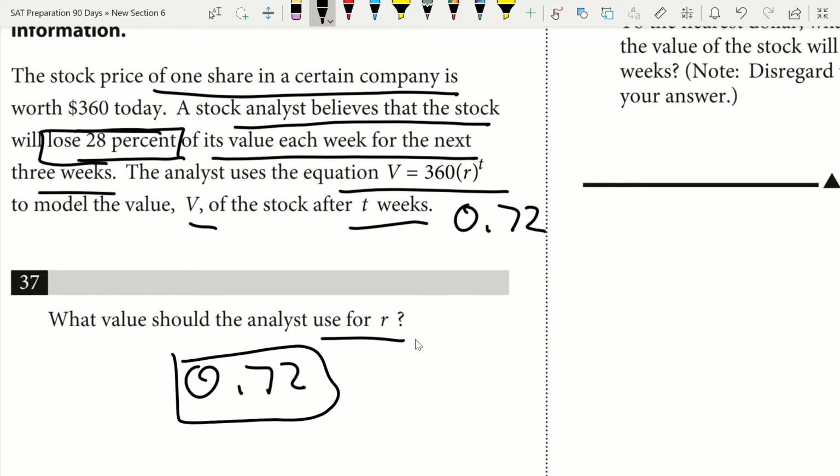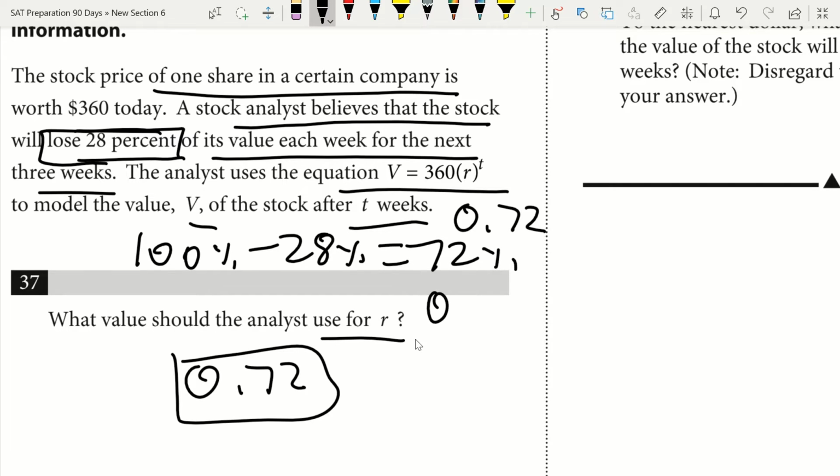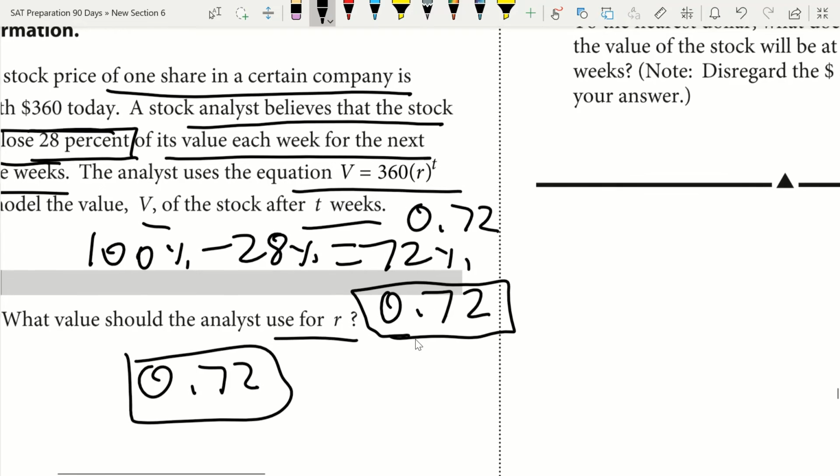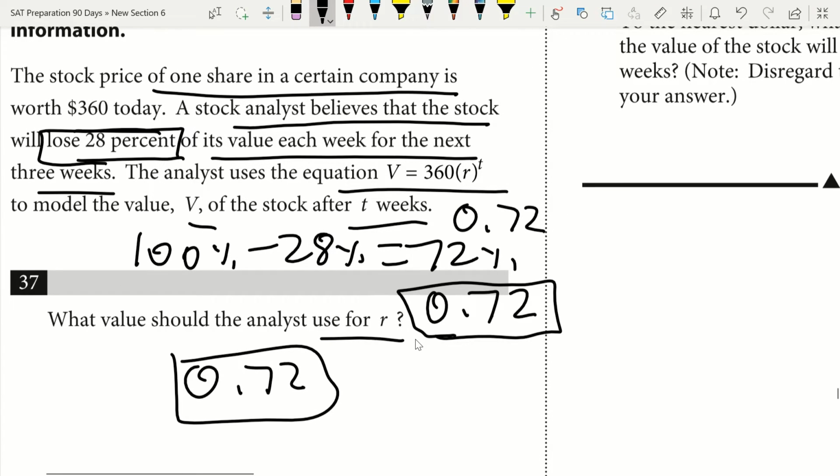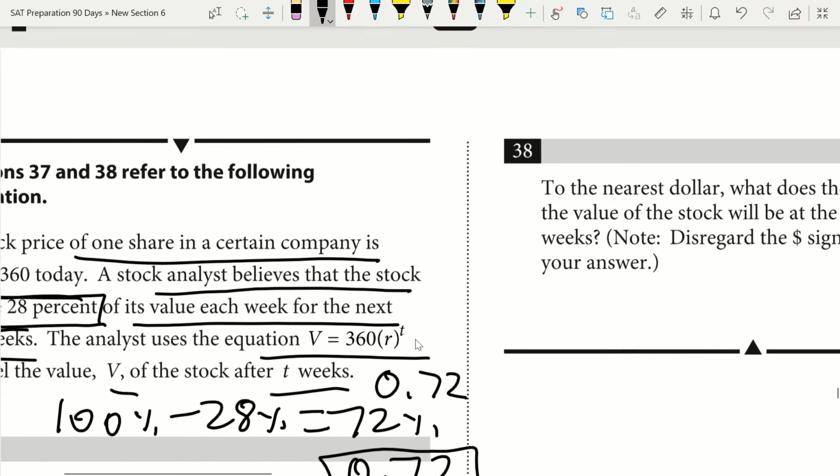Now I'm going to explain why right now. So if we're losing 28% of our value, that means we have 100% minus 28%. So we're only going to retain 72% of our value. Now, if we only have 72% of our value, we write that in decimal form as 0.72. That's what we're going to multiply for R. Okay, so that one right there, not too difficult of a problem in my opinion. If we're losing percentages, that means we're going to want a number less than 1, right? So it'd be 0.72 if we're losing 28%.